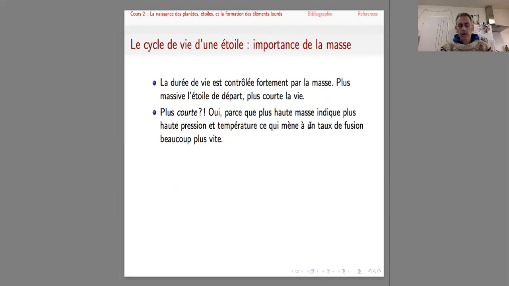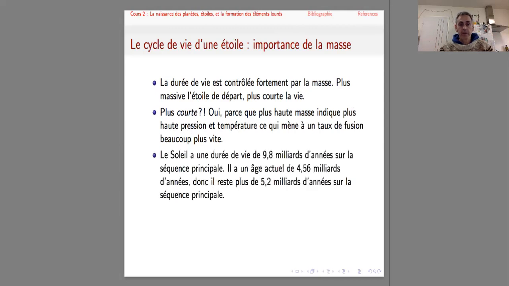So this rate of reaction is very sensitive to the temperature, which in turn is sensitive to the pressure, which is caused by the mass. So even though you have more hydrogen there to convert to helium, the greater the mass, the shorter the lifespan. It's a nonlinear effect.